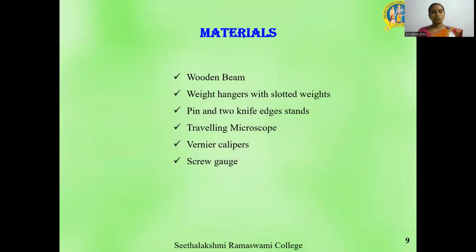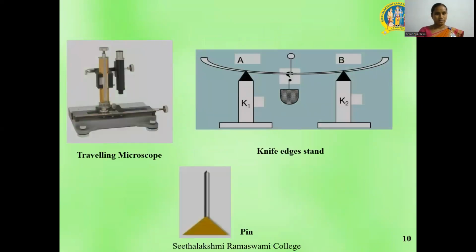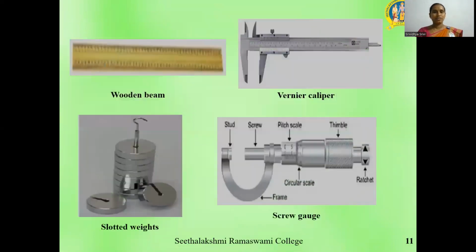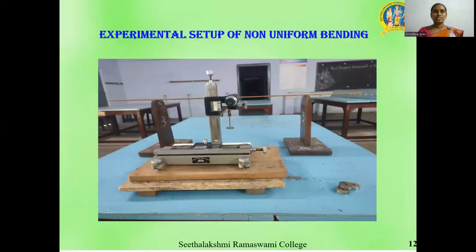The materials used in the non-uniform bending method: wooden beam, that is a meter scale, weight hanger with slotted weights, pin and two knife edge stands, traveling microscope, Vernier caliper, and screw gauge. This is the traveling microscope, knife edge stand and pin, wooden beam, that is meter scale, Vernier caliper, slotted weights, and screw gauge. This is the experimental setup of non-uniform bending.